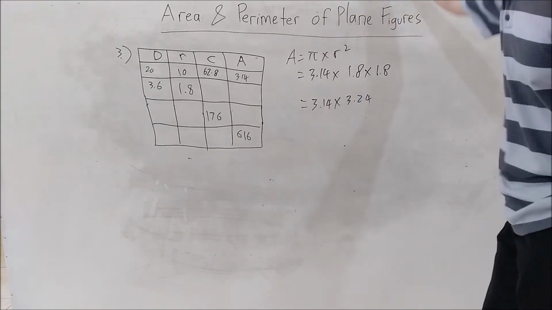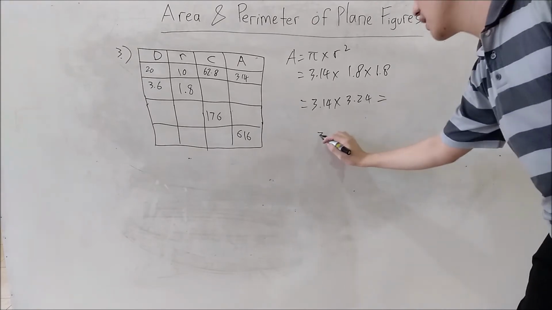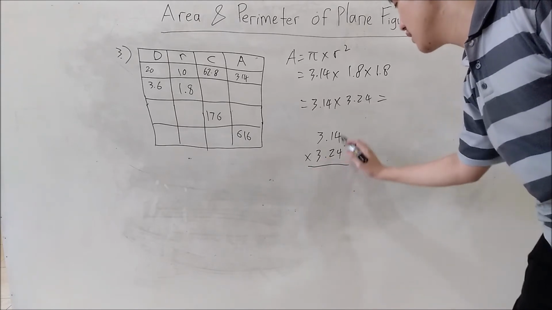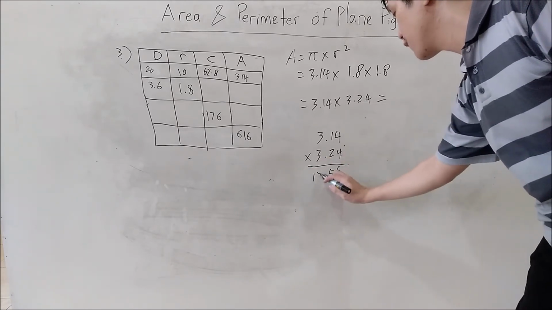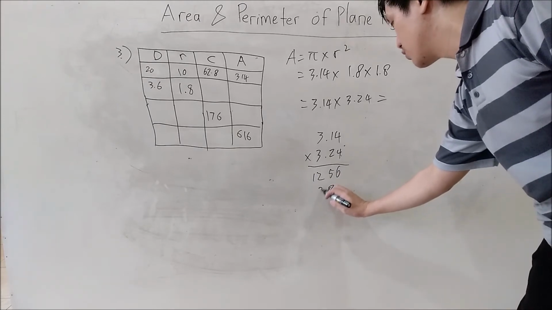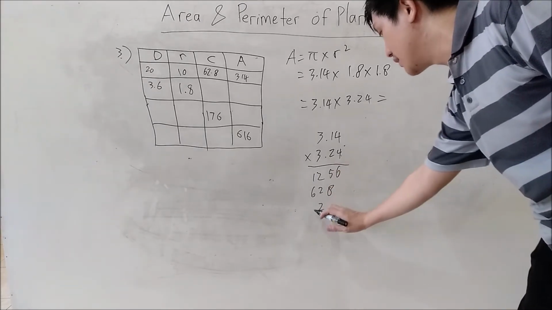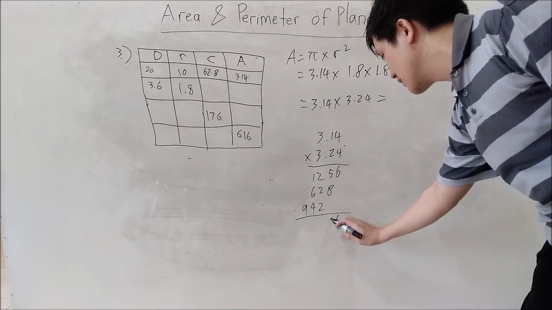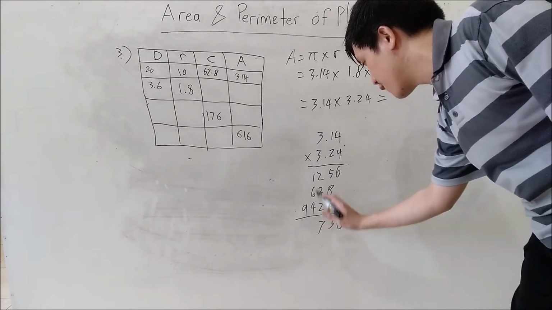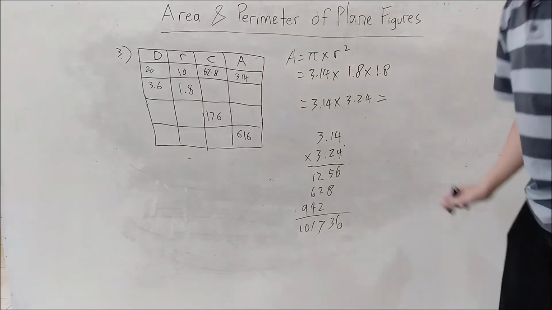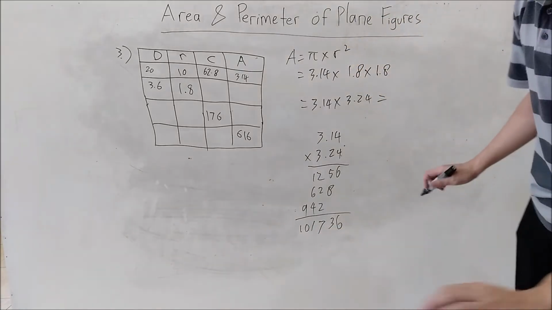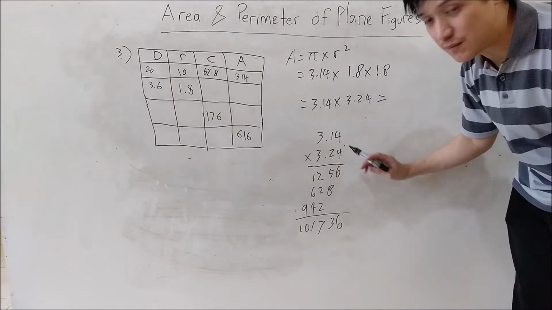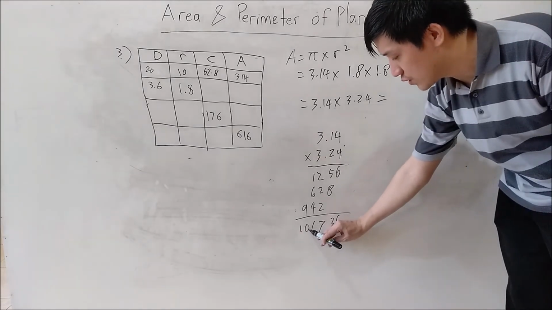Then when you count it, 3.14 times 3.24, it's the same with the previous one. 3.24, and then you multiply it, and you will have 6, 3, 7, 1, 10. Then after this, you will count how many numbers are after the decimal points. In this case, we had 1, 2, 3, 4 numbers after the decimal point, so we put the decimal point there.